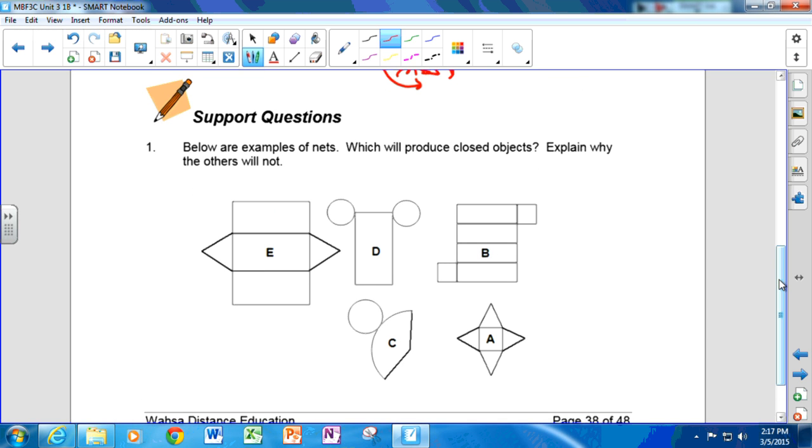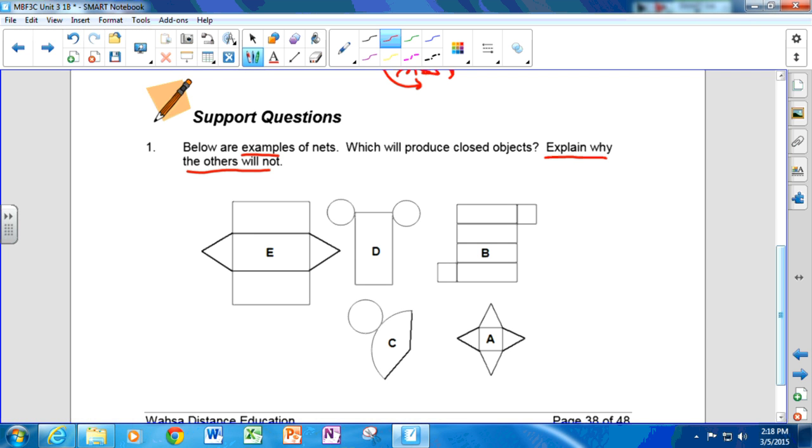So it says below, this is support questions, this is page 38. Below are examples of nets. So the net is the flat representation of a three-dimensional shape with lines showing you where to fold or cut. Okay. So which will produce closed objects? Explain why others will not. Okay, so that's really the point that we want you to look at it and say, no, this can't be, right? That's what we're trying to go for here.